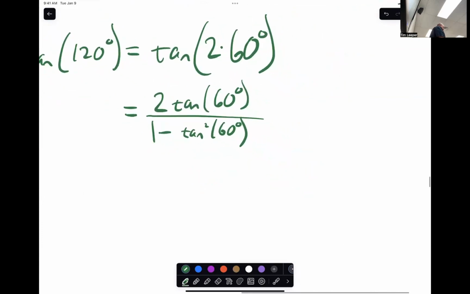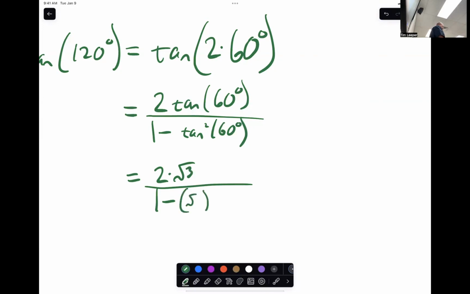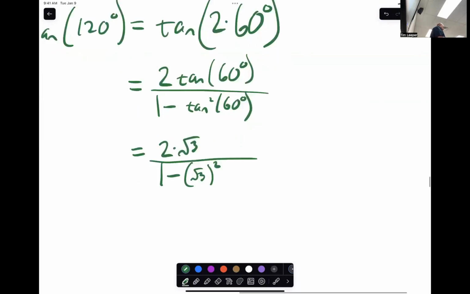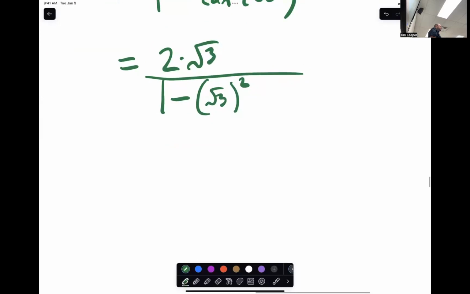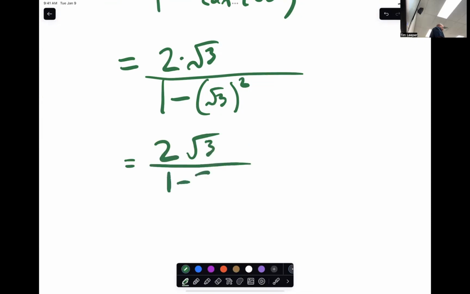And just a reminder, please do not forget the degree symbol on these. Now, I've already asked you, what is the tangent of 60 degrees? Square root of 3. So it's going to be 2 square root of 3 all over 1 minus. Now, notice in the denominator, the tangent squared would be the square root of 3 squared. What is the square root of 3 squared? 3. So it's going to give us 2 square root of 3 all over 1 minus 3.